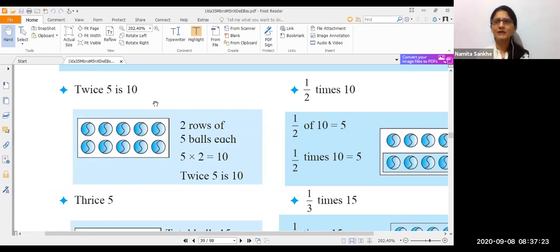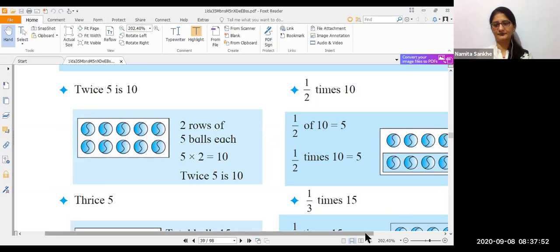Now, you tell me, twice 6 is how much? Twice 5 is 10. Twice 6 is how much? 12. Correct. So this way you have to find the collection. Okay, you need to find the perfect number with the help of the collection given. So as it is given here, twice 5 is 10, twice 6 is 12.